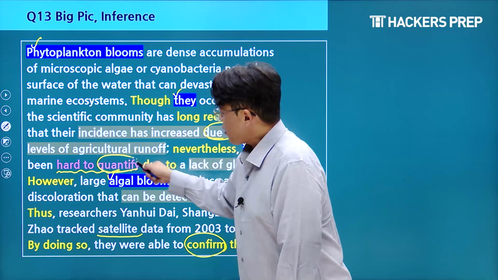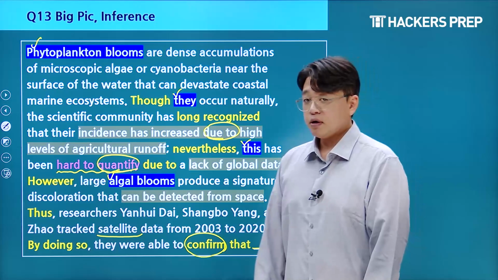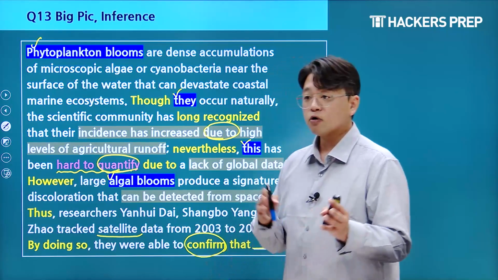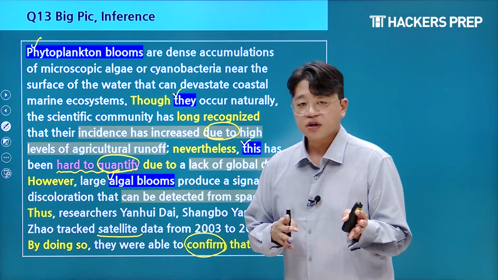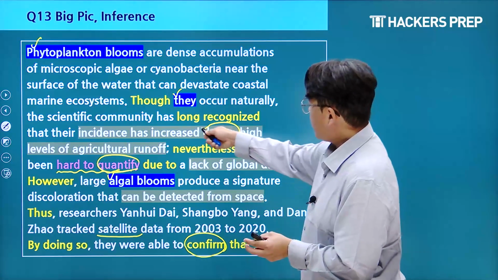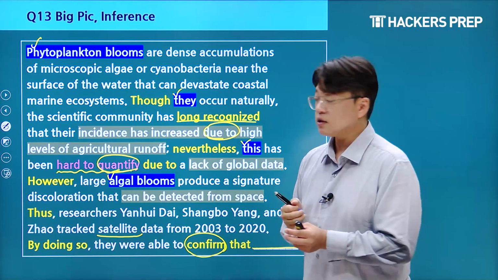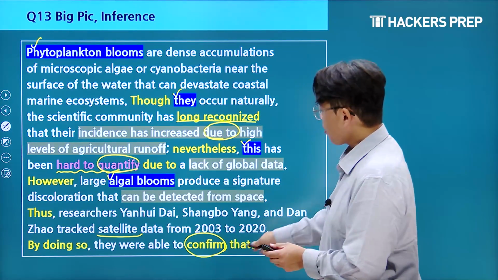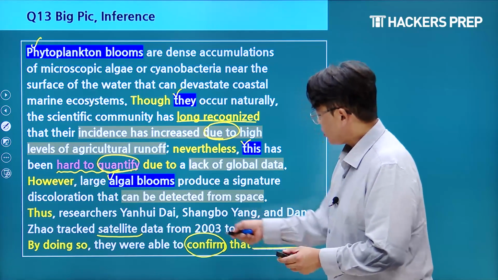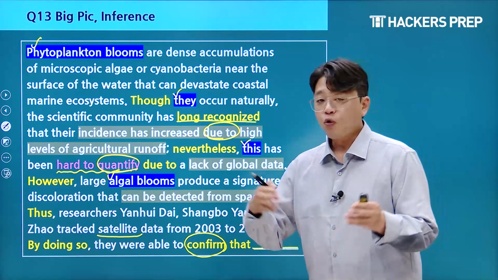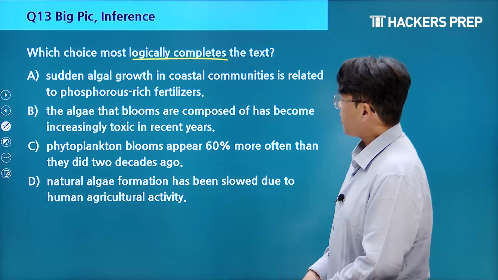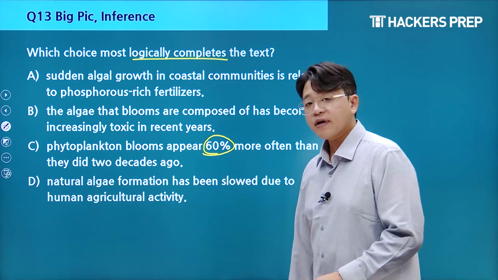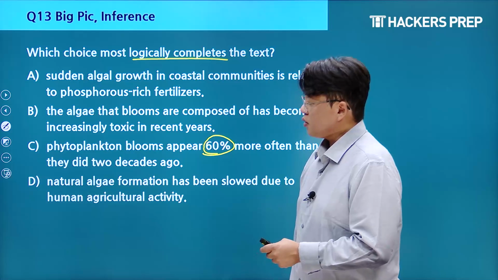Because they weren't able to quantify it. Okay, but now they're looking at it from space. They can easily quantify the algal bloom. Don't be tricked by answer choices that talk about the cause, because the cause has long been recognized. It's long recognized that their incidence has increased due to agricultural runoff. All right, so the proper conclusion would be they were able to confirm the amount, the quantity. And it's so easy to pick the right answer because the only answer choice that talks about quantity is answer choice C.